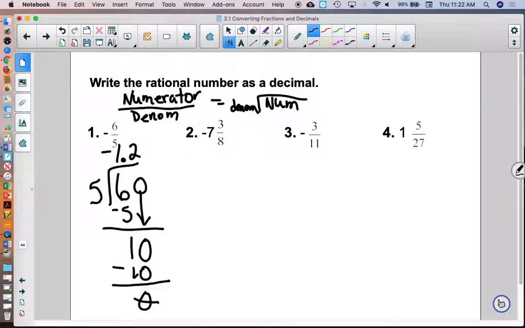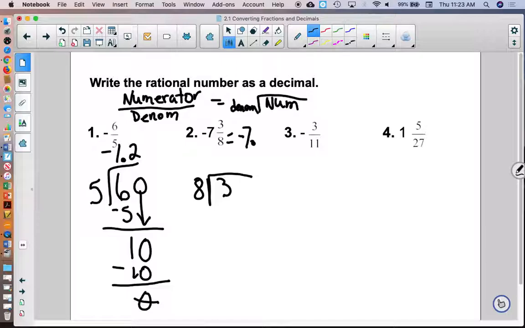Now, on number 2, do I need to put the 7 inside the house? No, because I know I have negative 7 and something else. I know I have negative 7, and it's the something else I gotta figure out.